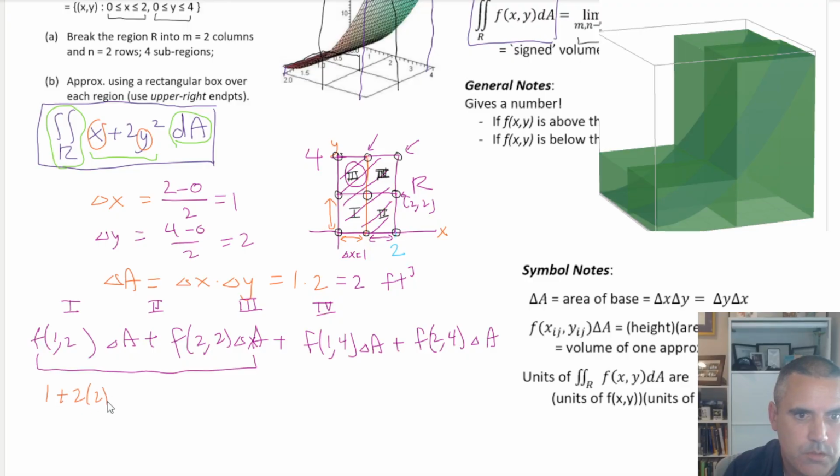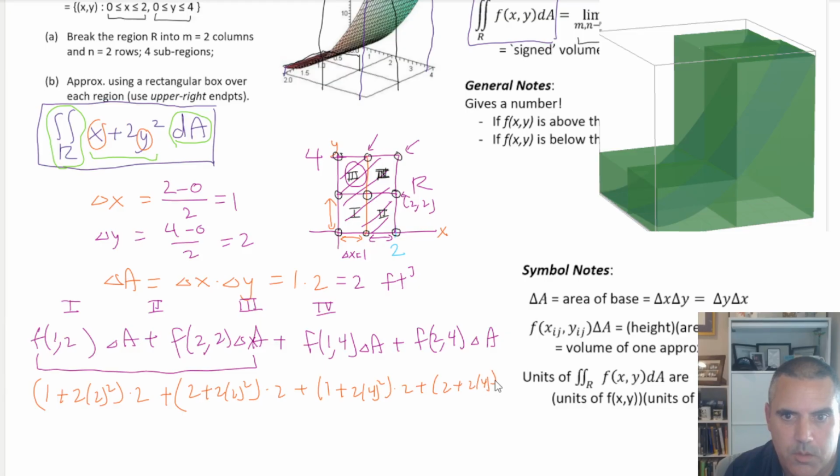So plus 2 times 2 squared times the area, which is 2. Then you're going to have 2 plus 2 times 2 squared times the area, which is 2. And then you're going to have 1 plus 2 times 4 squared times 2. And then 2 plus 2 times 4 squared times 2. I think it's like 196. It's in my notes. I realized I didn't pull those up. And it's a terrible over approximation. But that just gives you the idea of how we would approximate.